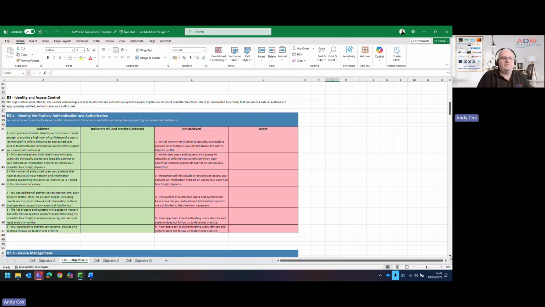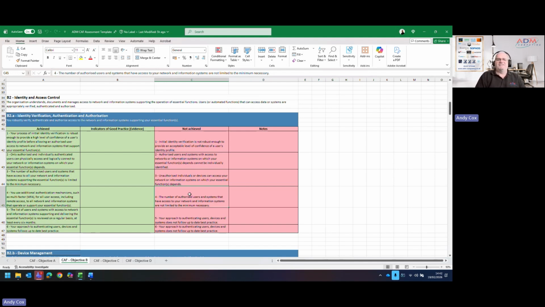If we look at this one here: you use additional authentication mechanisms, such as multi-factor, for all user access, including remote access to all network and information systems. Yep, or not achieved. Oh, I've not achieved it because we removed the MFA requirement for John 18 months ago because he shouts about it too much. That is not a valid excuse. Probably everyone here has come across scenarios where somebody is complaining about using multi-factor authentication.